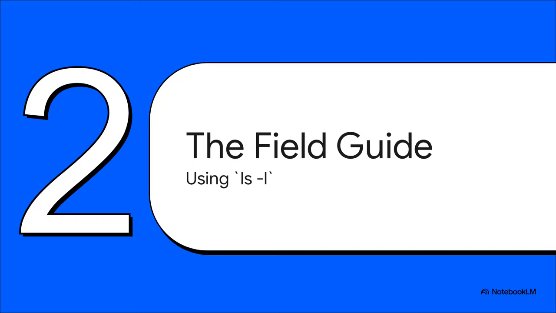So, we know these 3 file types are out there. But how do you actually spot them? How can you tell what you're looking at? Well, for that, we need our trusty field guide, the command ls -l. This little command gives you a detailed list, and it holds the secret to identifying every single file.